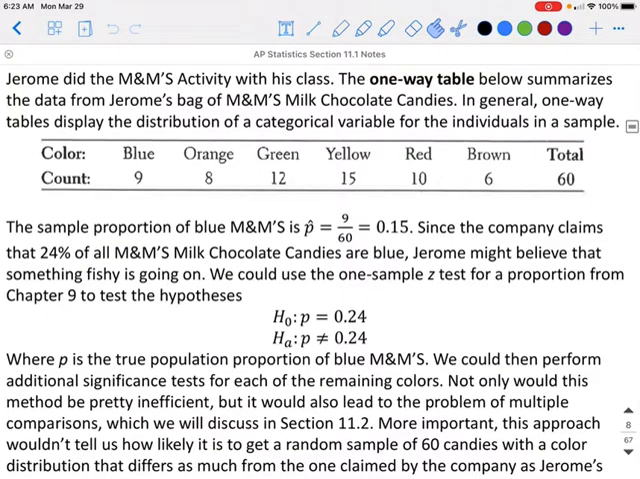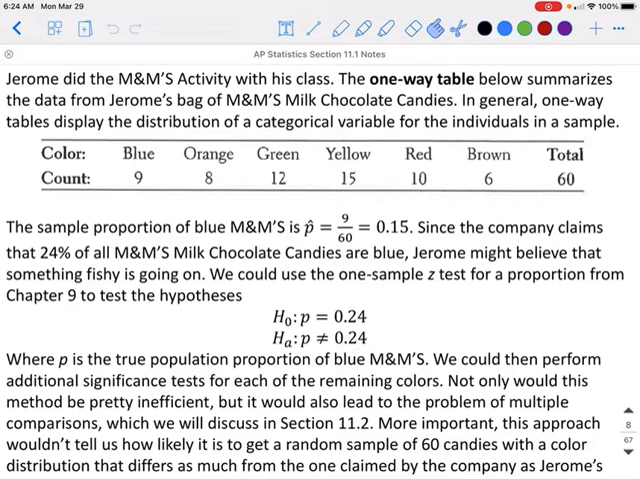So Jerome did the M&Ms activity with his class. The one-way table below summarizes the data from Jerome's bag of M&M chocolate candies. In general, one-way tables display the distributions of a categorical variable for individuals in the sample. So in his bag, there were 60 M&Ms: 9 were blue, 8 were orange, 12 were green, 15 were yellow, 10 were red, and 6 were brown.